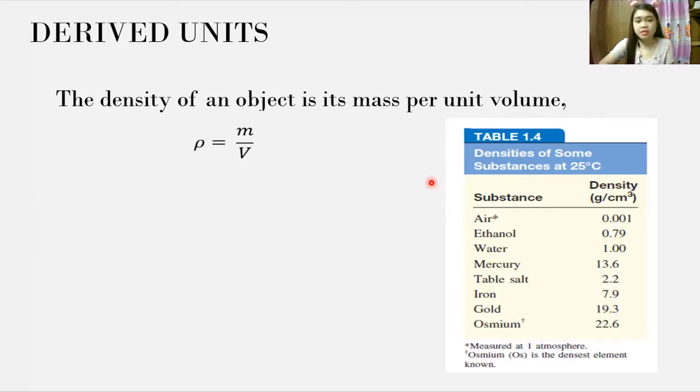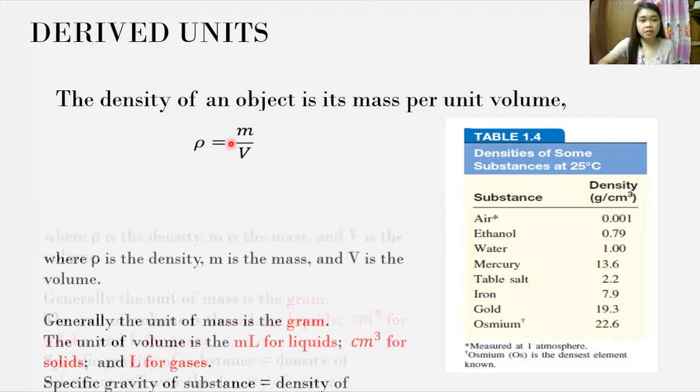So here in this table, we have different densities of some substances at 25 degrees Celsius. We have air, ethanol, water, mercury, table salt, iron, gold, and osmium, and then its corresponding density at 25 degrees Celsius. And this is in terms of the unit grams per cubic centimeter. So this is the formula for density.